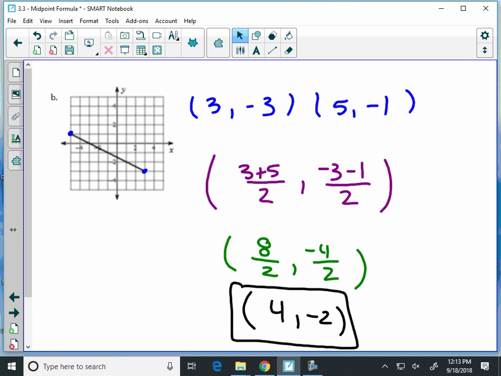Questions over that? Again, all you're doing is just finding the average. Add your x values, divide by 2. Add your y values together, divide by 2. And you have your midpoint.